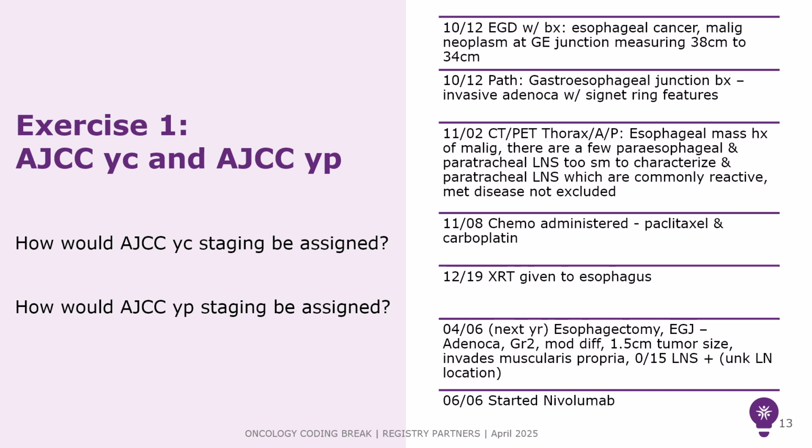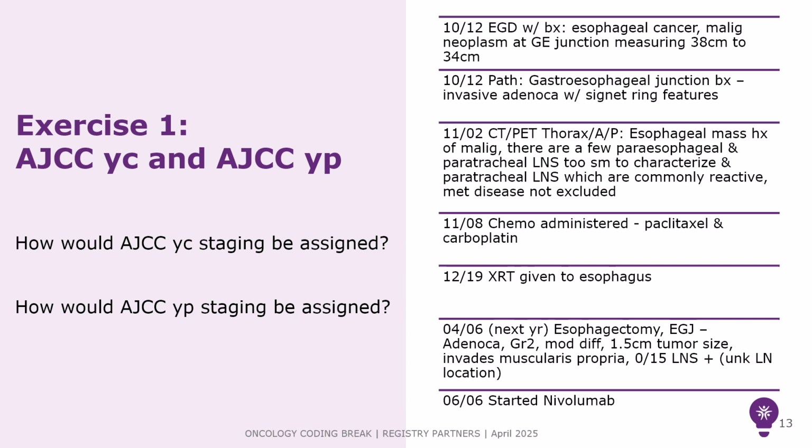Next, we'll talk about AJCC, YC, and YP staging. Here is our first exercise. We have a 10-12 EGD with biopsy, esophageal cancer, malignant neoplasm with GE junction measuring 38 centimeters to 34 centimeters. On the same day, the path report showed GE junction biopsy, invasive adenocarcinoma with signet ring cell features.